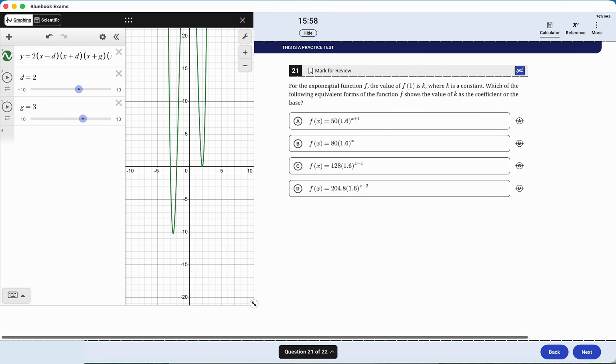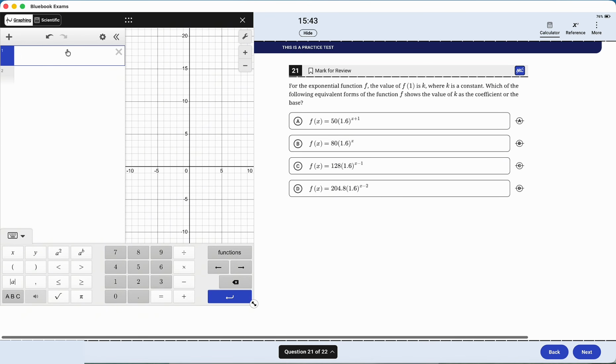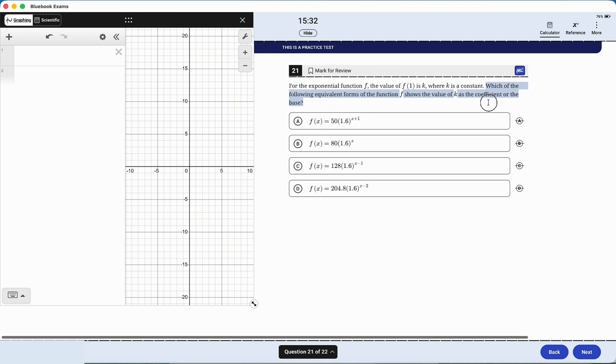Next one here. For the exponential function f of 1 is k, where k is a constant. Which of the following equivalent forms of the function f shows the value of k as a coefficient or base? Okay, I've seen different variations of this. Most people get this one wrong, so I think this is the hardest question of this whole module 1 so far, right? But it's actually pretty basic if you've seen this type of question before, right? The question itself is what people don't understand. They're saying, which of the following equations shows the value of k, so we're going to need to know what k is, as a constant, coefficient, or the base, right?